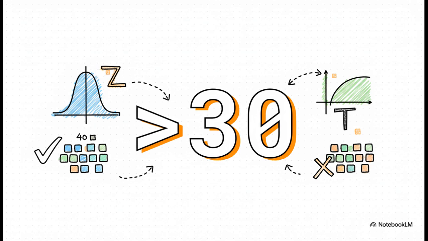I know what you're thinking. What in the world counts as large? Thankfully, it's not as vague as it sounds. In the world of statistics, the magic number is usually 30. If your sample has more than 30 data points, you're generally considered to have a large sample. If it's smaller, you'd probably reach for a different tool, like the t-test.